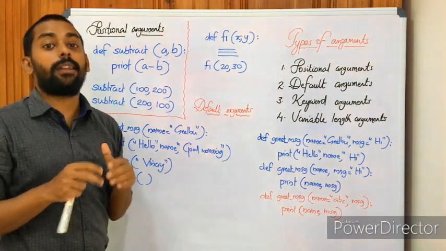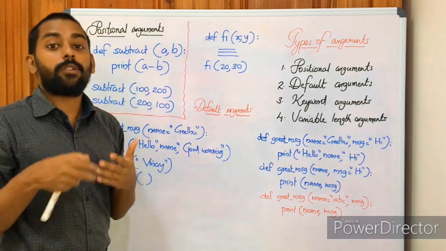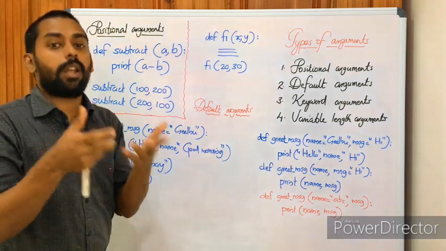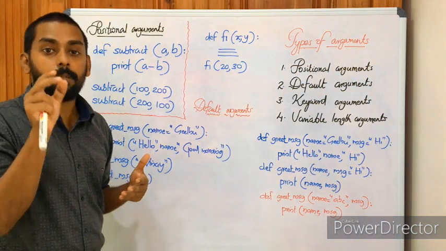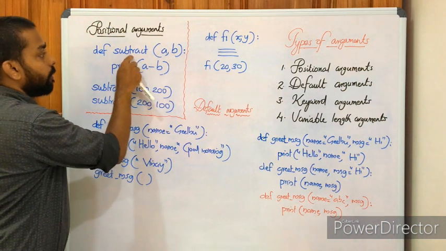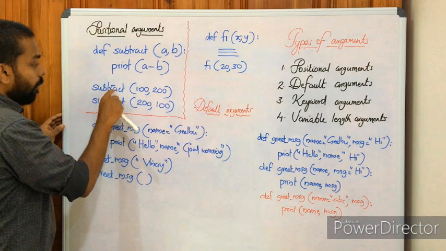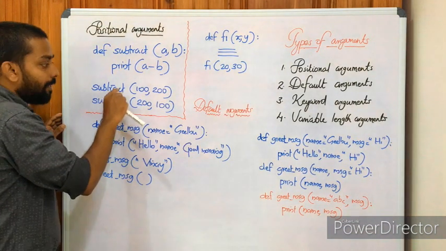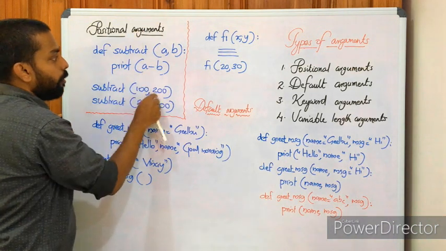A positional argument is an argument passed to a function in its correct positional order. The number of arguments and the position of arguments must match. In our example, we have a function subtract with two formal parameters a and b, and two function calling statements. In the first function call, we are passing 100, 200. 100 will be assigned to a, 200 to b.